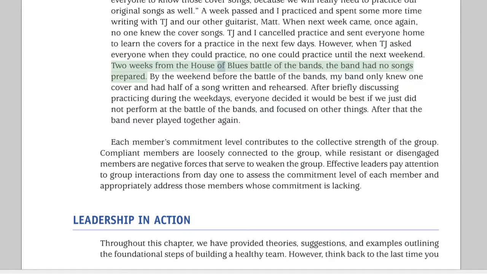2 weeks from the House of Blues Battle of the Bands, the band had no songs prepared. By the weekend before the Battle of the Bands, my band only knew one cover and had half of a song written and rehearsed. After briefly discussing practicing during the weekdays, everyone decided it would be best if we just did not perform at the Battle of the Bands, and focused on other things. After that the band never played together again.